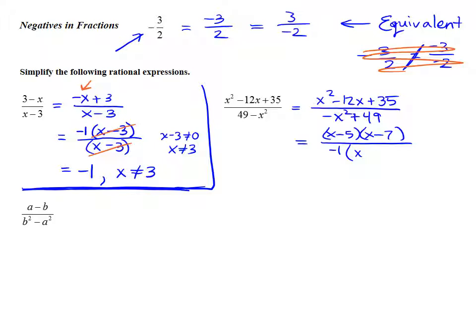We have x squared minus 49 remaining when we take out the negative 1. That x squared minus 49 is a difference of squares, so we can factor it further. The numerator is already factored, so it stays the same. In the denominator, we keep the negative 1 and factor the difference of squares.